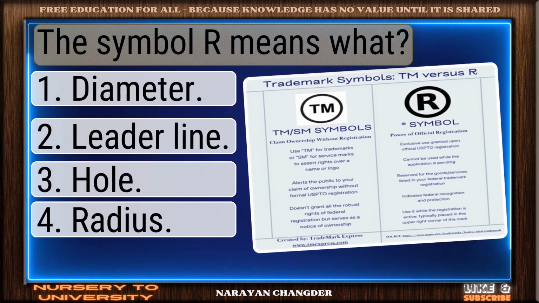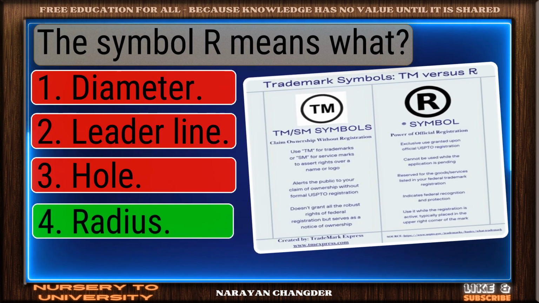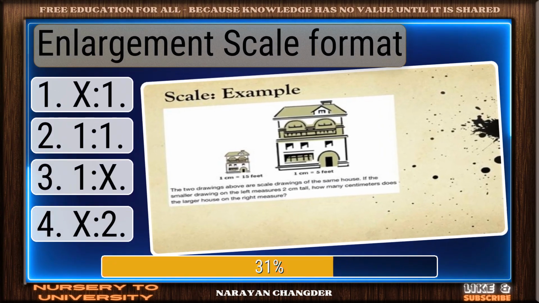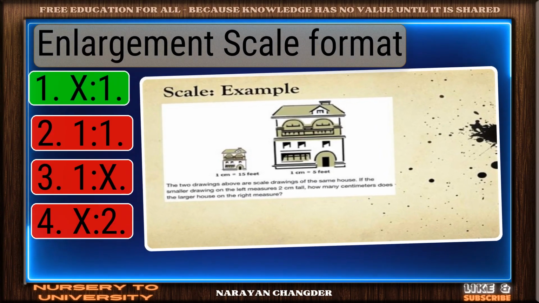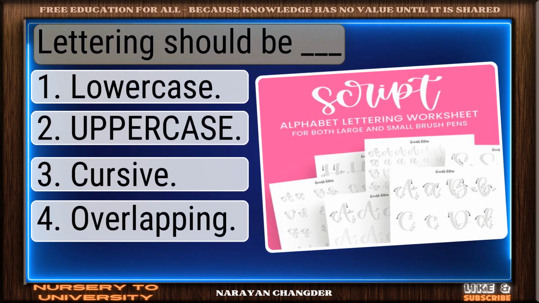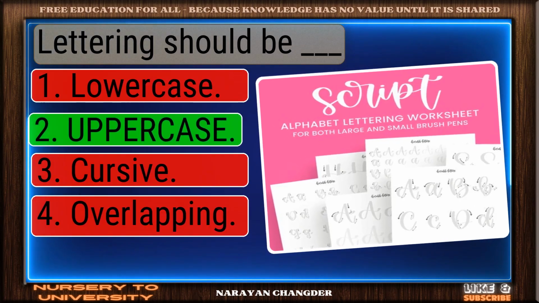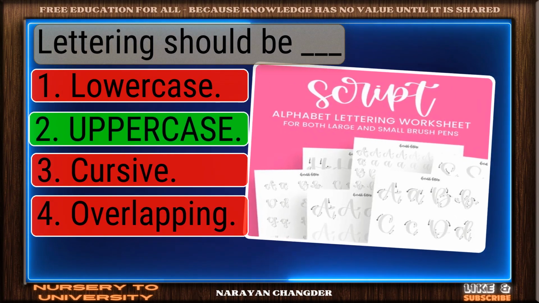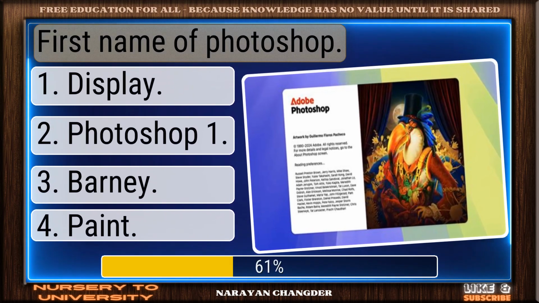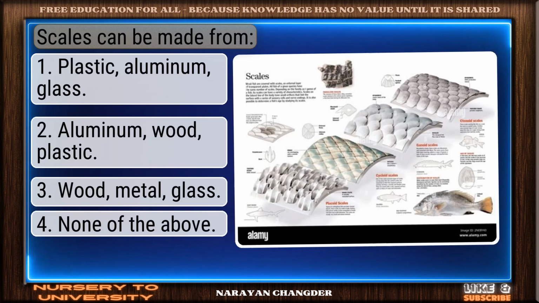The symbol means what? Clear logic. Radius is sound. Enlargement scale format. Nicely done. 2:1 is solid. Lettering should be dash. Correct response. Uppercase is accurate. First name of Photoshop. Well reasoned. Display is correct.